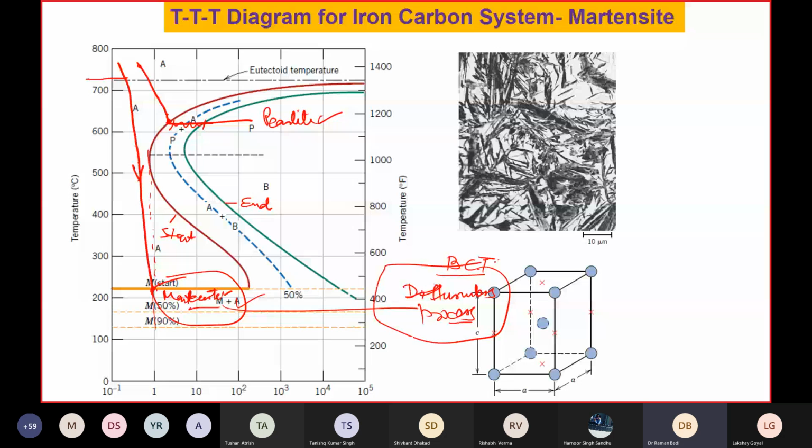Why? Because you do not have time for diffusion. You cool it at such a fast rate that there is no time for the atoms to diffuse from FCC into BCC or a different phase. It is a diffusionless process. Whereas the other transformations, pearlite or bainite, the normal pearlite formation, are based upon diffusion. We have already explained why diffusion was necessary: the compositions of gamma, alpha and Fe3C are different, and to have that you need diffusion going on, whereas martensite formation is diffusionless.